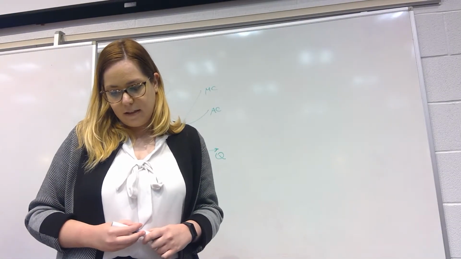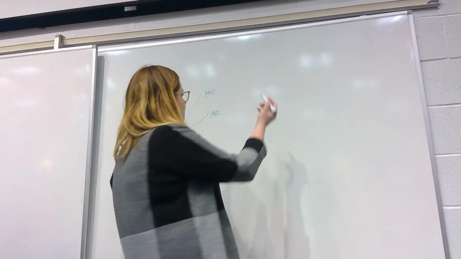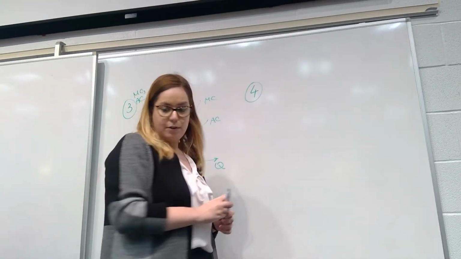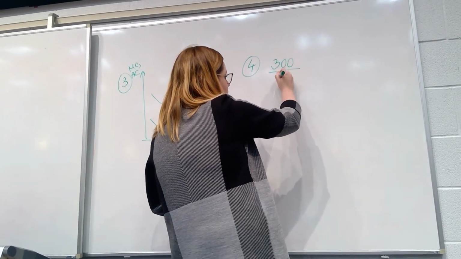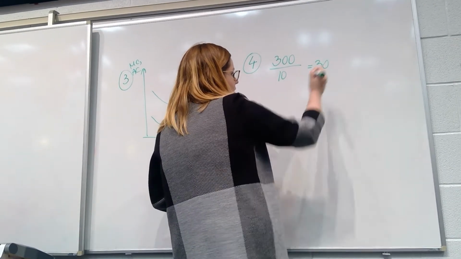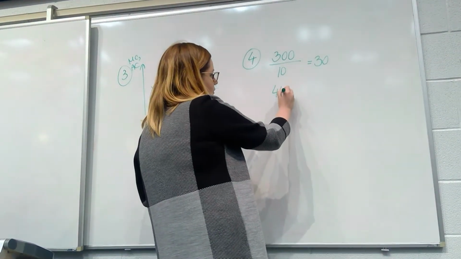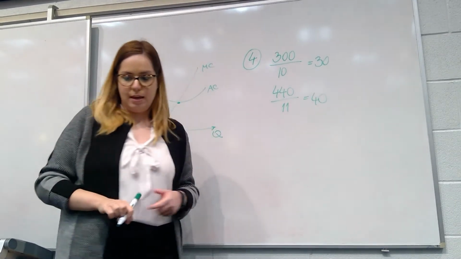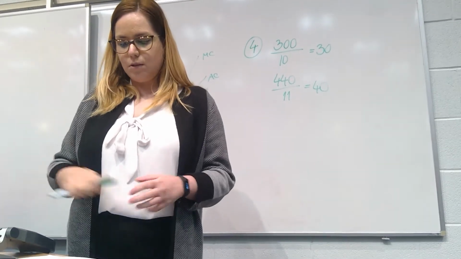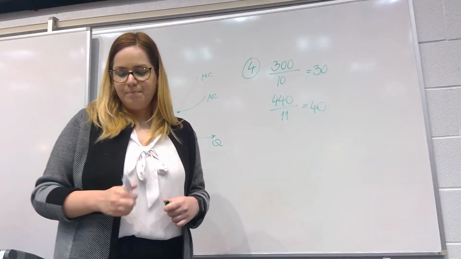The average product increases from 30 to 40 units. We can check this by looking at the average numbers. So with 10 employees, 300 units are produced. So that would be 30 units per employee. Whereas with 11 employees, 440 units are produced. So that would be 40 units per employee. So answer C is the correct answer. The average product increases from 30 to 40 units when one more employee is employed.